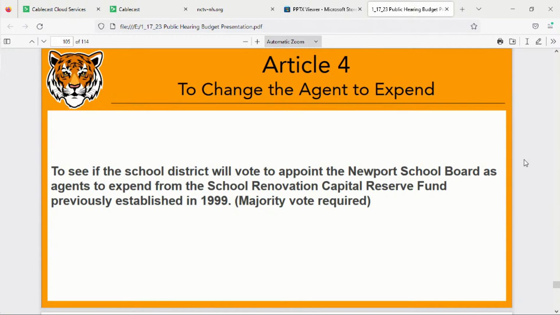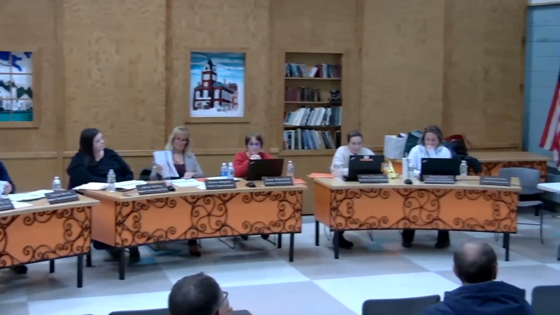The next couple of articles are agents to expend, so can you just briefly talk about what that is? Basically, we have 5 capital reserve accounts, and currently, we have to go to town meeting to expend any money out of them. So it has to go before deliberative session and then to the voters. This would allow the school board, if we had an emergency for special ed, to decide to take money out of these accounts.